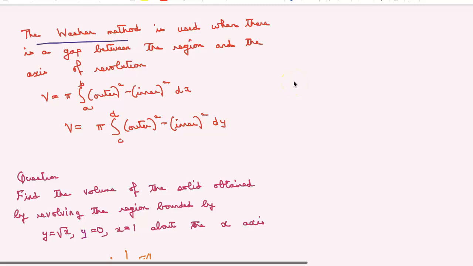So welcome to this session on AP Calculus. You'll learn about the washer method and how to find the volume of a solid obtained by revolving a region about the x-axis, the y-axis, and about a line y equal to c.